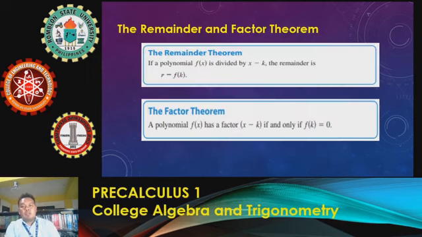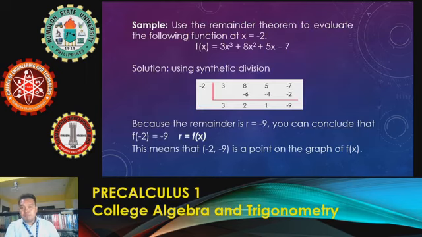Okay, the remainder and factor theorem. So, the remainder theorem: if a polynomial f of x is divided by x minus k, the remainder will be r equals f of k. Then the factor theorem: polynomial f of x has a factor of x minus k if f of k is equivalent kay 0. So, example na tayo para at least maintindihan natin.